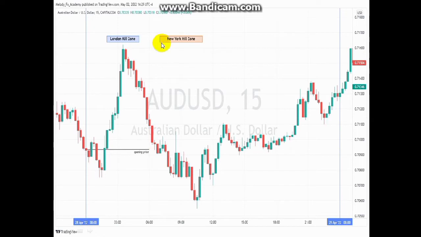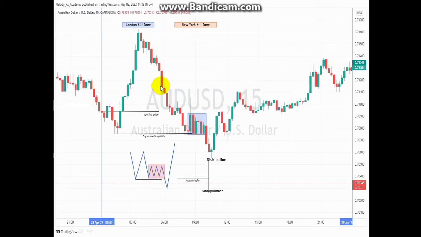Then came the New York Q zone open. So now let's go to the next slide and see. When the New York session opened, my bias was bearish. I was hoping to see some run on buy side liquidity, right? But what I have here right now is liquidity being engineered. I have liquidity being engineered right here.